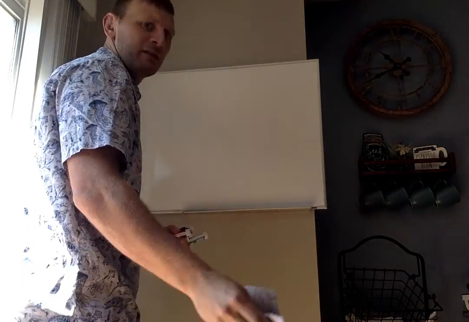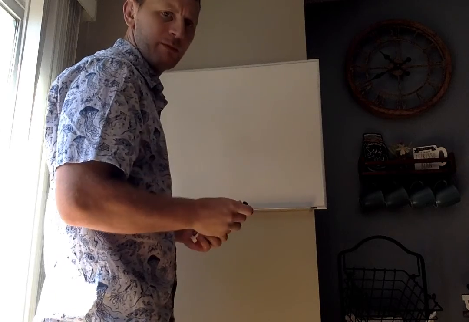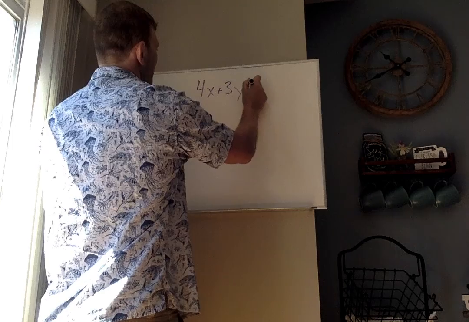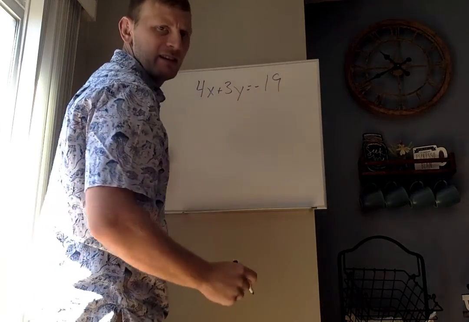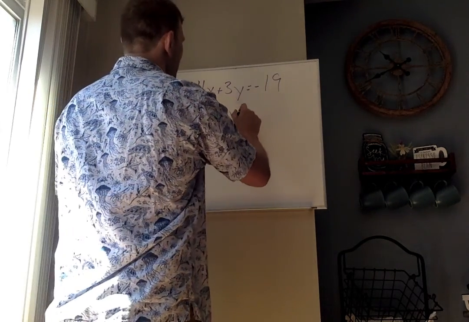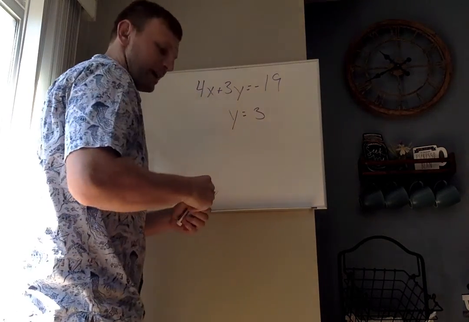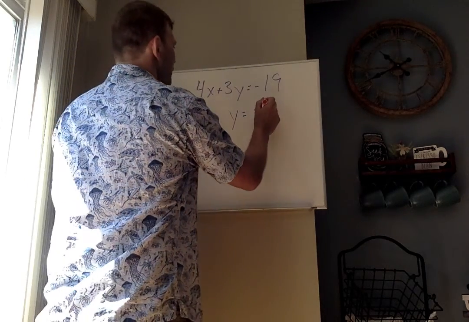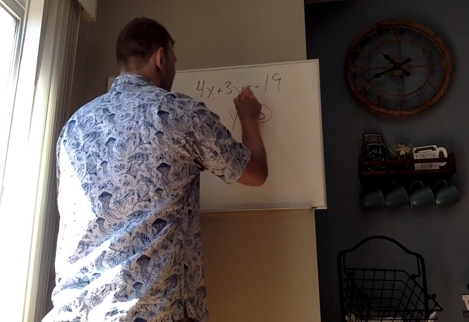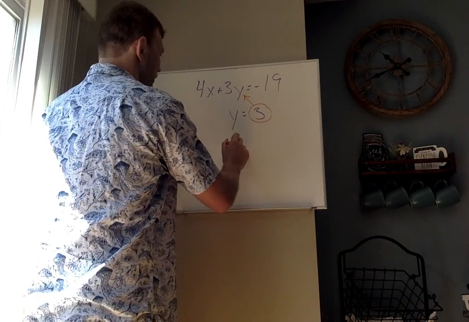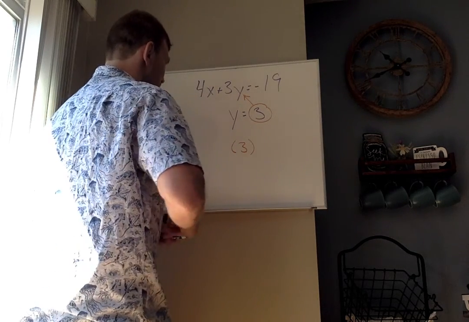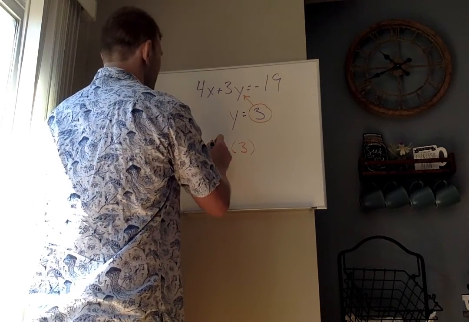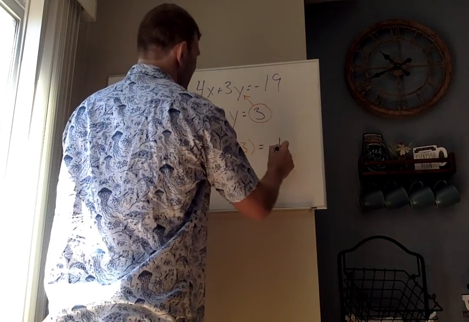The next problem is 4x plus 3y equals -19. And then it says y is 3. So notice here y is by itself. So I'm going to take what y equals, which is 3, and I'm going to draw my arrow up to that. And I'm going to replace that y with 3. So I have 4x plus 3 times 3 equals -19.